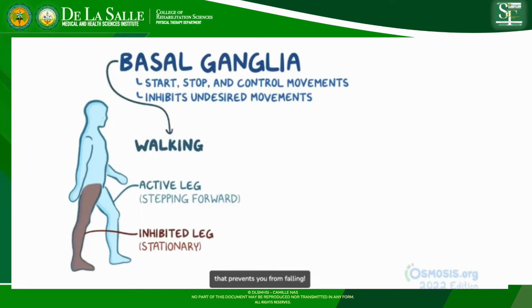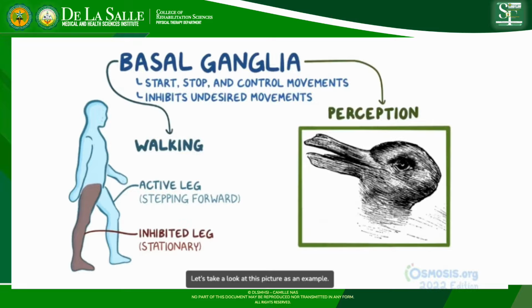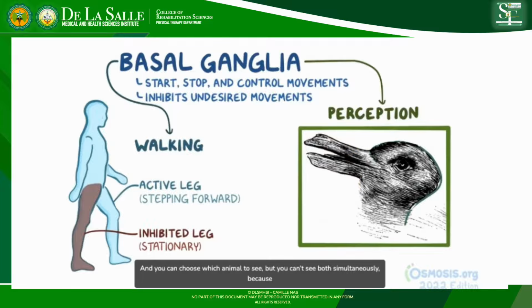Additionally, the basal ganglia is involved in perception. Let's take a look at this picture as an example. You can either see a rabbit with its two long ears, or a duck with its beak. And you can choose which animal to see, but you can't see both simultaneously, because the basal ganglia stimulates the vision of one while it inhibits.